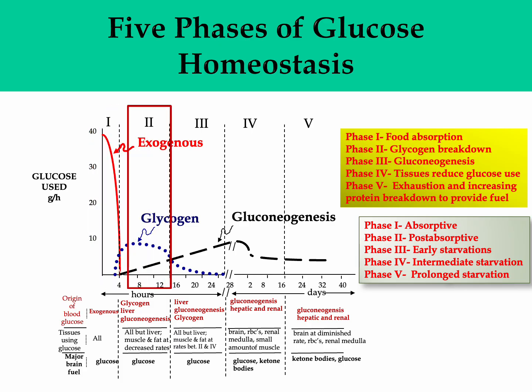The next is phase 2, which is the post-absorptive phase. That's 4 to 16 hours after eating. Glucose is now derived from hepatic glycogenolysis, triggered by rising glucagon level. The liver exports glucose to maintain blood levels, while muscles and adipose tissues reduce their glucose uptake and begin shifting towards fatty acid oxidation. The brain continues to depend on glucose as its sole energy source.